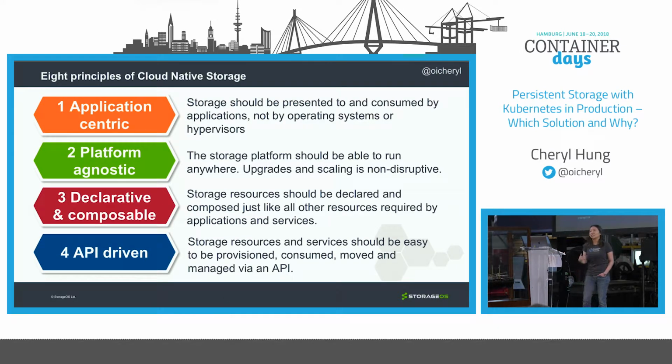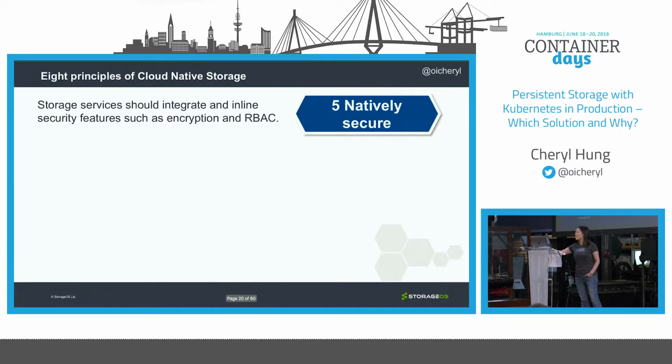And in order to declare it side by side, the storage has to be completely automated, completely API driven. You need to be able to provision storage, manage it, consume it, all through APIs. Fifth principle, when you consume things through APIs, you have to care about who is accessing it and how. So you want to have RBAC so that your storage is not completely open to the world, and you want your data to be encrypted as well.